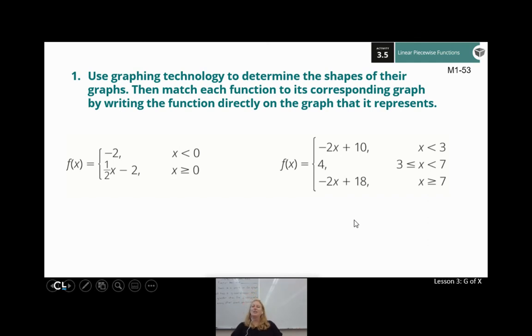So I would like you to use Desmos to graph these functions and decide which graph goes with which function and write it right on the graph. Go ahead and hit pause to finish this off. Hit play to keep it going.